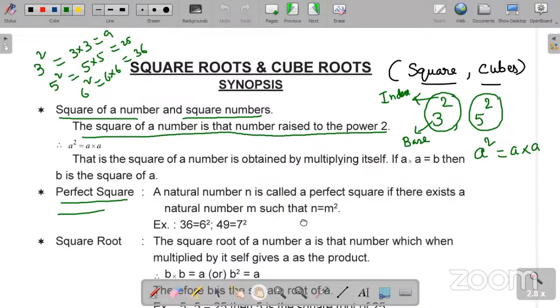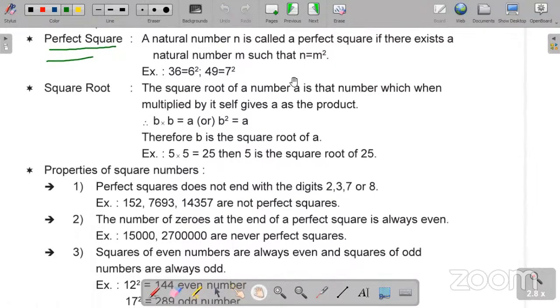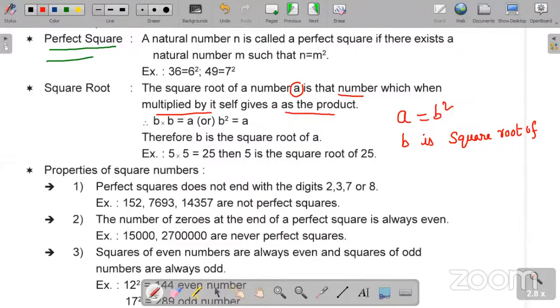Right. Next, the square root. What is the square root? Simply, the square root of a number A is that number which when multiplied by itself gives A as the product. For example, suppose A is equal to B square. A is equal to B square means B is the square root of A.